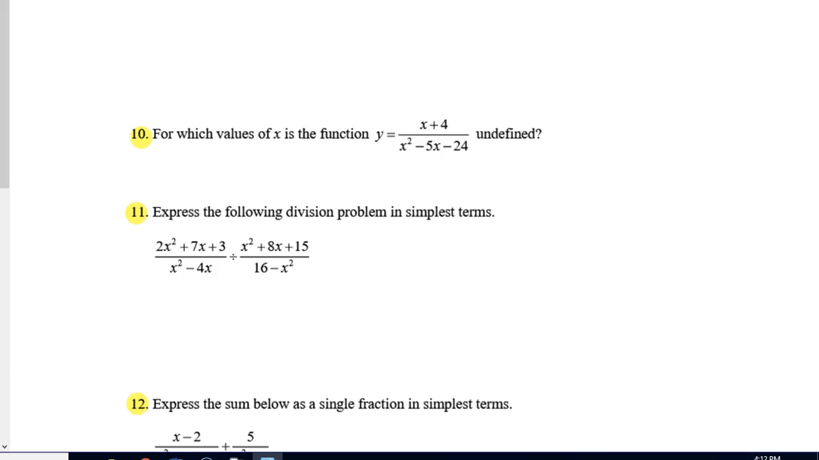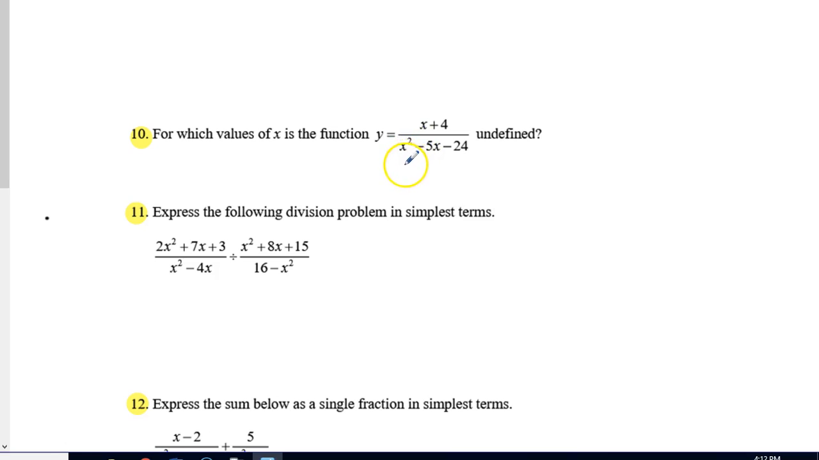Okay, the next question we're going to consider is number 10. For what values is this fraction undefined? Well, if you remember, way back when, you can't divide by 0, right? So we can't have anything in this denominator that's going to cause the denominator to equal 0. So what would cause this denominator to equal 0?